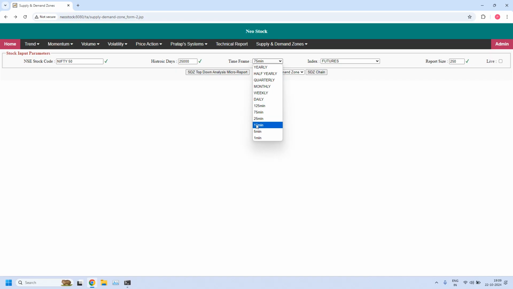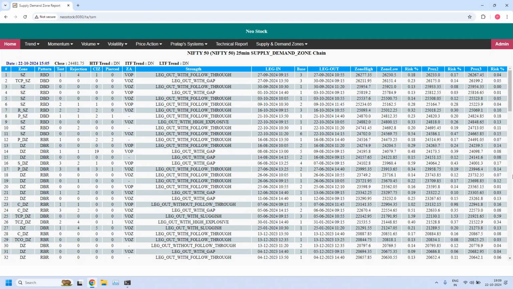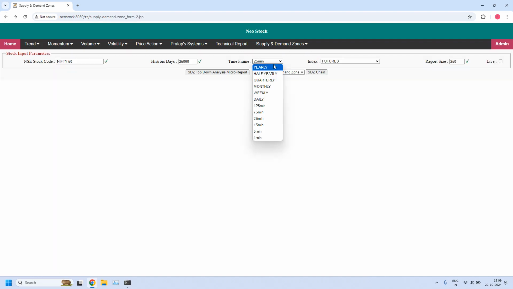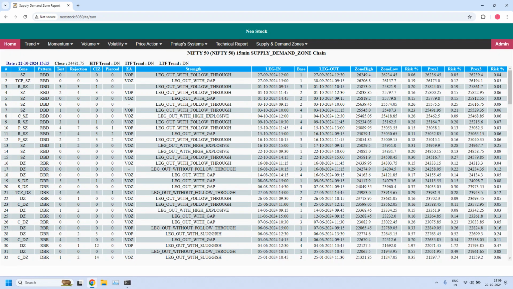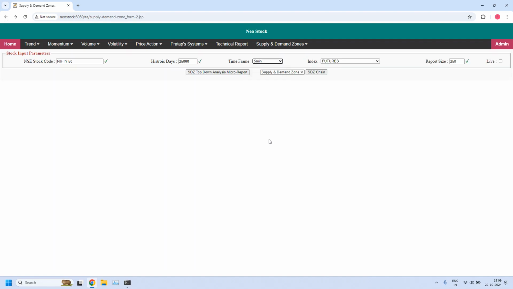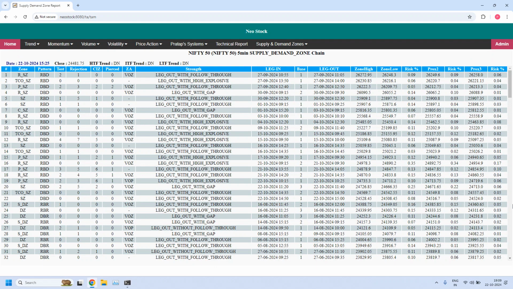Next time frame is 25 minutes. I'm generating 25 minute supply demand zone chain for NIFTY. Next time frame is 15 minutes. I'm generating 15 minute supply demand zone chain for NIFTY. The next time frame is 5 minutes, generating 5 minute supply demand zone chain for NIFTY. So this is about NIFTY supply demand zone chain.